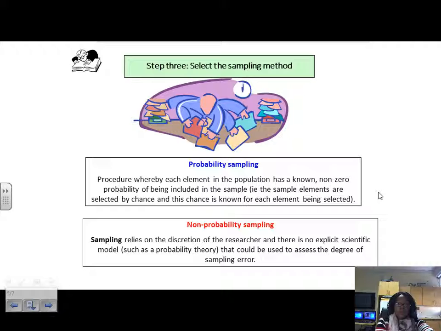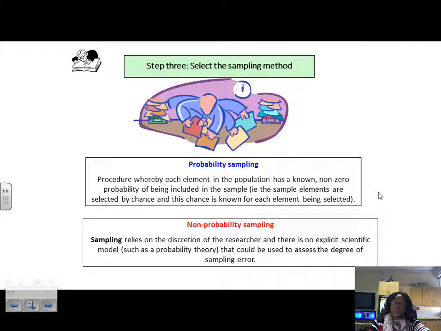In other words, the sample elements are selected by chance, and this chance is known for each element being selected. Now, the fact that I've mentioned probability, I think it can automatically click in people's minds that this is statistically determinable. So probability-based sampling methods can be determined statistically. You can use a calculation where you can easily estimate the allowable error or the level of confidence for which you would want your sample to be drawn.